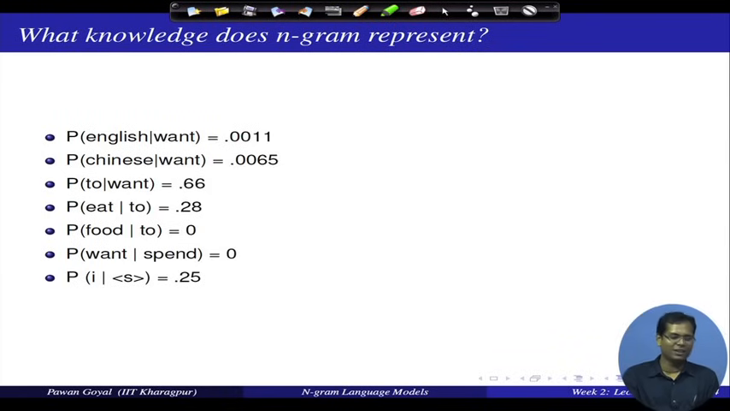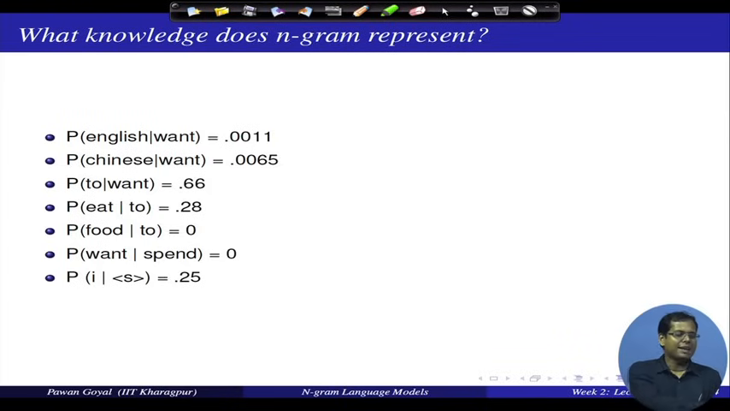I want to do something. Eat after to is again 0.28. It is mainly about eating, to do something, and to eat occurs with 0.28 probability. Food given to is 0. That means the word food never occurs after to, and that is something that talks about the language. In language, we generally use a verb after to. I want to do something, and here food is a noun, so this will not occur in my data. Similarly, want given spent is 0. Again, this is a fact about language: two verbs generally do not occur simultaneously.